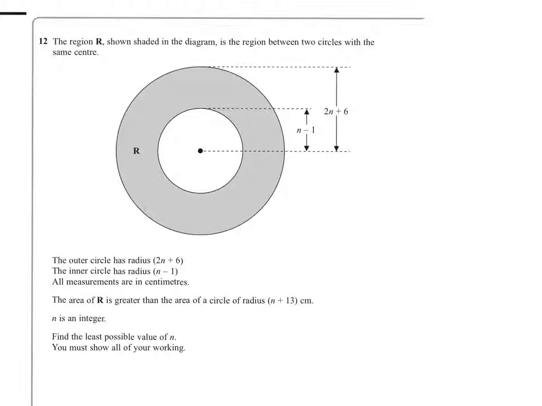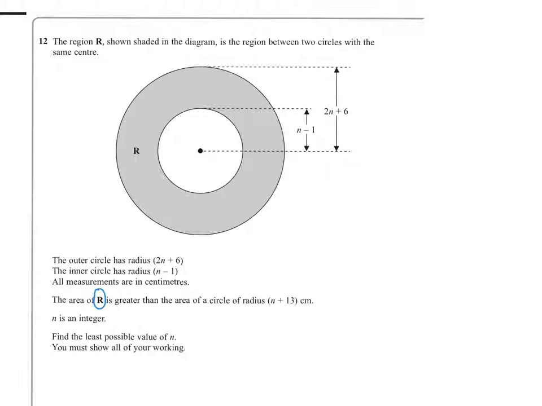Question 12. The region capital R, shown shaded in the diagram, is the region between 2 circles with the same centre. That's important, the same centre. The outer circle has a radius of 2n plus 6, and the inner circle has a radius of n minus 1. All measurements are in centimetres. Now it says the area of capital R. Well, let's have a look at that first. What is the area of capital R?